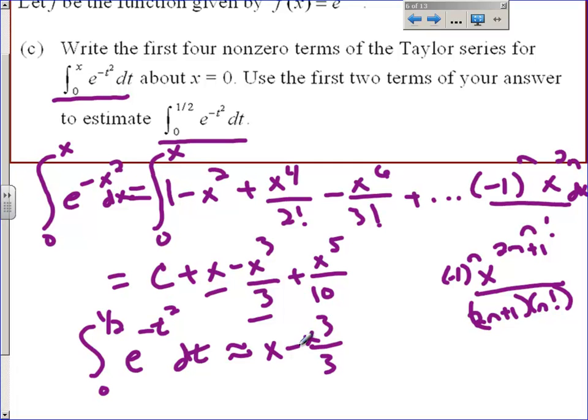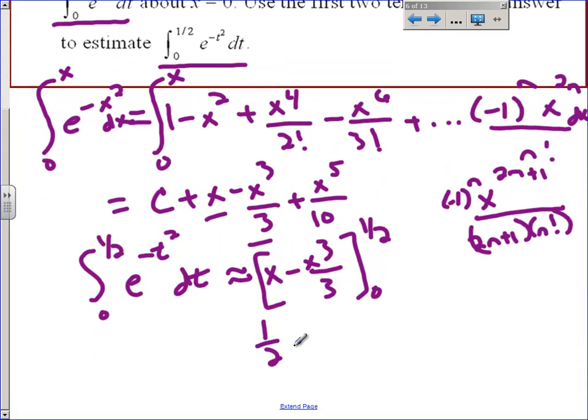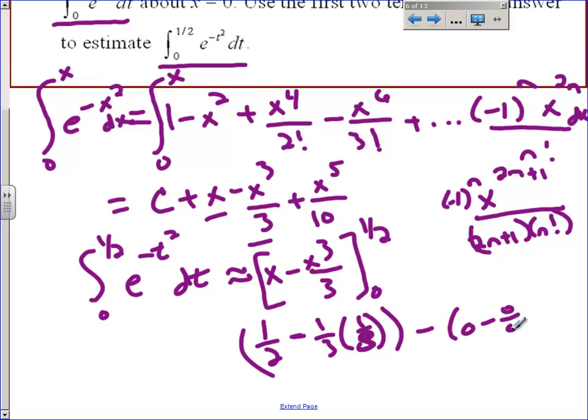Now what we want to do is we want to plug in the 1/2 and then we plug in the 0, right? That's how we do the fundamental theorem of calculus. So if we plug in the 1/2, I get 1/2 minus 1/2 cubed is 1/8. So that would be like 1/3 times 1/8. So that's using the first 2 terms. And then minus, plug in the 0. Of course, when we plug in the 0, we get 0. So that doesn't really matter. So this becomes 1/2 minus 1/24, which is 12/24. That's 11/24. I think that the area under the curve for e to the negative x squared from 0 to 1/2 is approximately equal to 11/24.